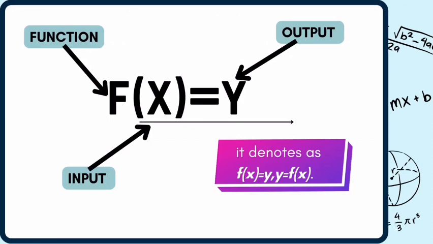So simply shown in the picture, it is denoted as f of x equals y. Always remember, f is the function, and x is the input, which is our independent variable because it depends on what we put in, and y is the output, which relies on the function and the independent variable.